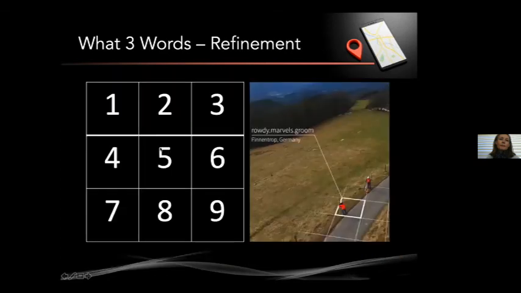We did change it a little bit; we had to do a little refinement on it. Each block, and this is facing north at the top of the screen, we subdivided that 3 by 3 meter block into 1 by 1 meter squares, so that we've got an additional 9. To that name, we add a subdivision. If we were sitting in the center square, or let's say where this person is standing over there, that will be rowdy.marvels.groom.7. So we know it's sitting in that 1 by 1 meter block.